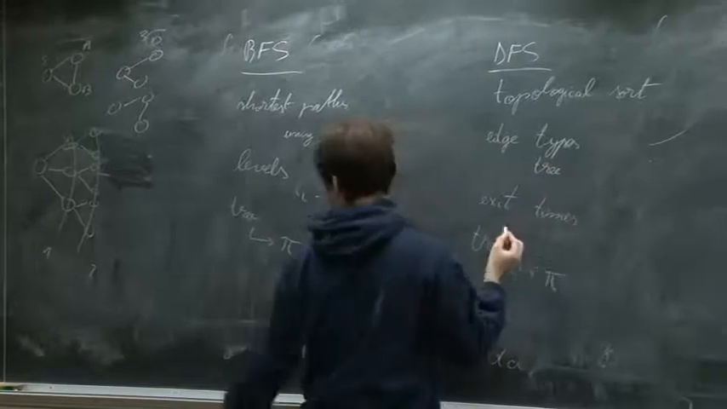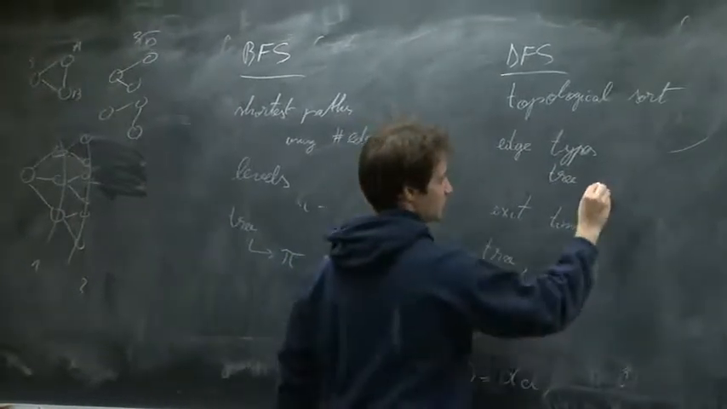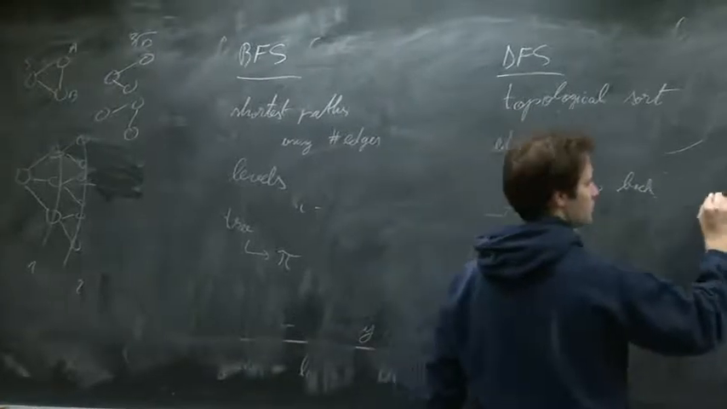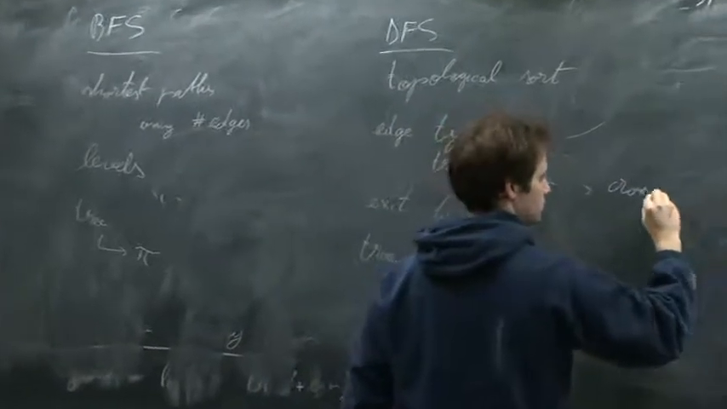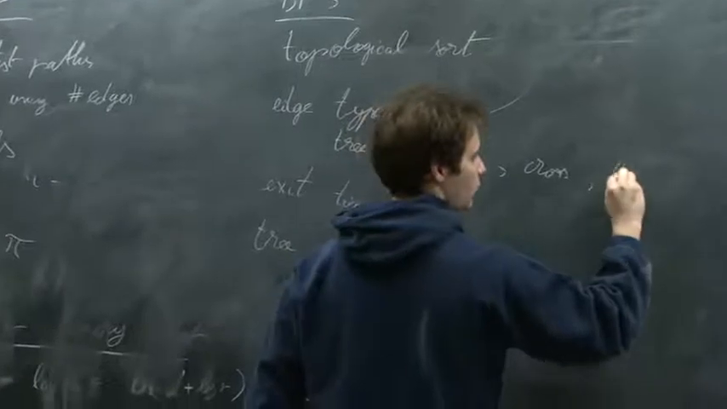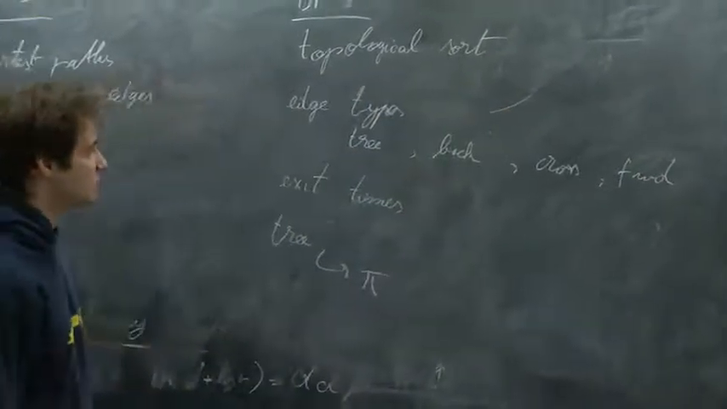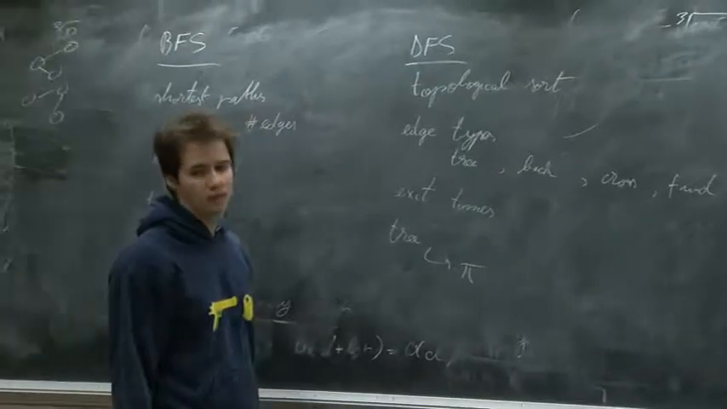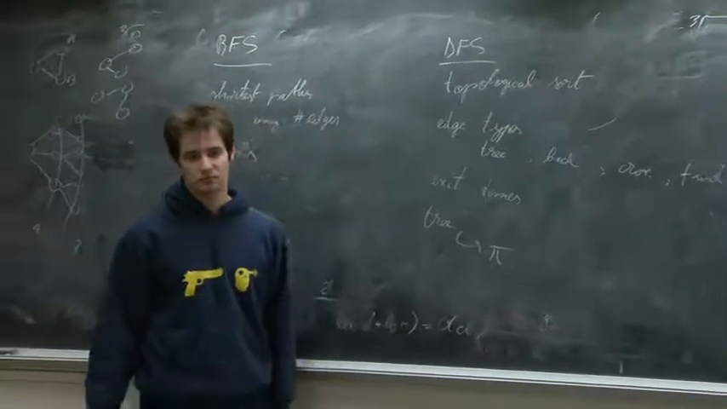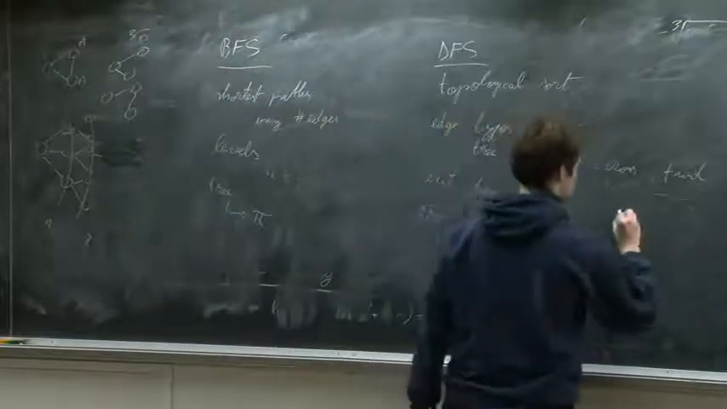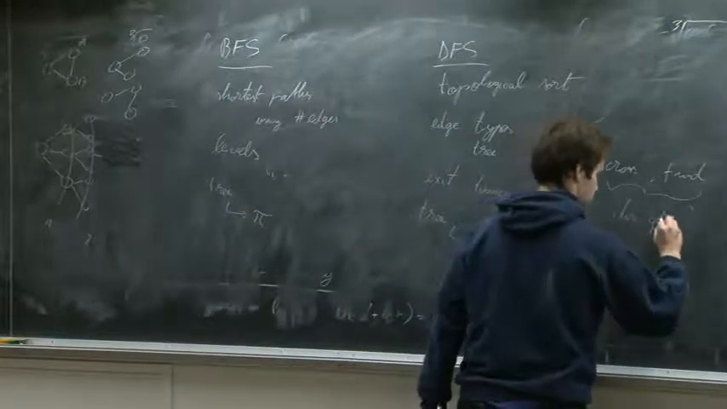So three edge types: the ones that show up in the DFS tree, backward edges, cross edges, and forward edges. If your graph is undirected, what types of edges do you not have? Forward edges and backward edges. Or no, forward edges.